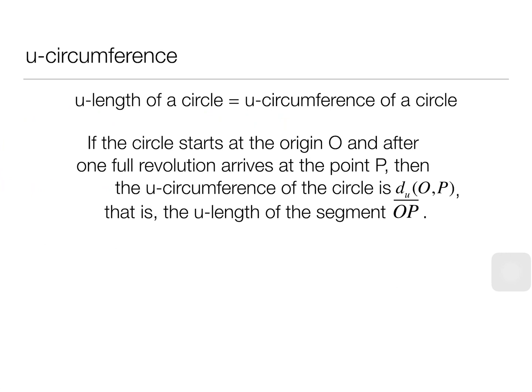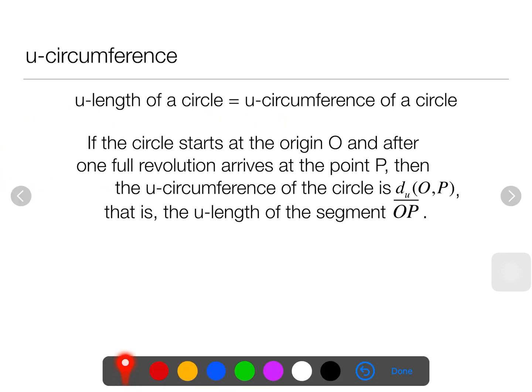So some vocabulary would be the U circumference. What that means is the U length of a circle is equal to the U circumference of the circle, unit length of the circumference of the circle. If the circle starts at the origin O and after one full revolution arrives at the point P, then the U circumference of the circle is the distance between O and P. That is the U length of the segment OP. So the U circumference is the distance around that circle.